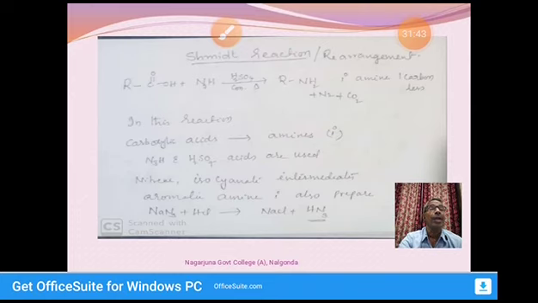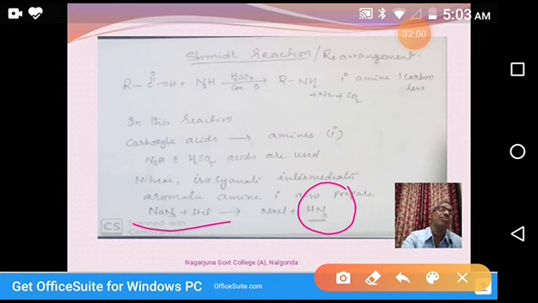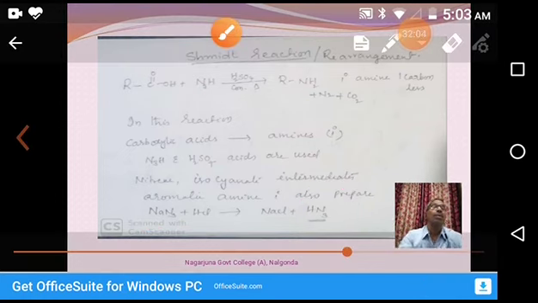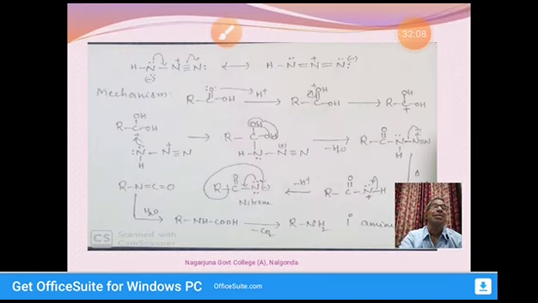How do we get the hydrazoic acid? When sodium azide reacts with an acid, you get hydrazoic acid, HN3. So this is something about the Schmidt reaction. Next, we'll go to the mechanism.